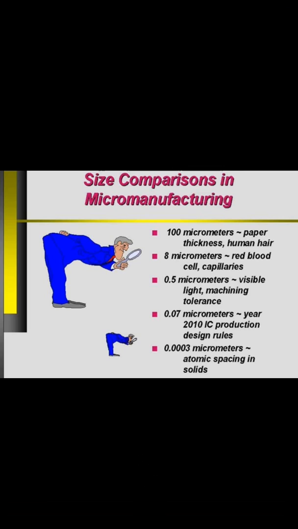For this example, 8 micrometers is equal to a red blood cell capillary. 0.5 micrometer is visible light or machining tolerance. 0.07 micrometers is equal to IC production design rules, and 0.0003 micrometers is equal to atomic spacing in solids. These are thicknesses which can't be seen by our naked eye, so we have to do all this machining, which is called micromachining. For this purpose we need advanced manufacturing processes.